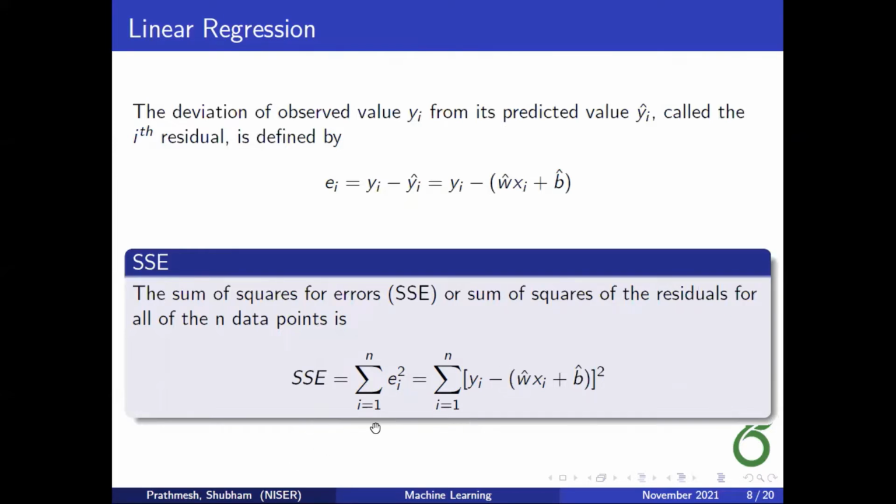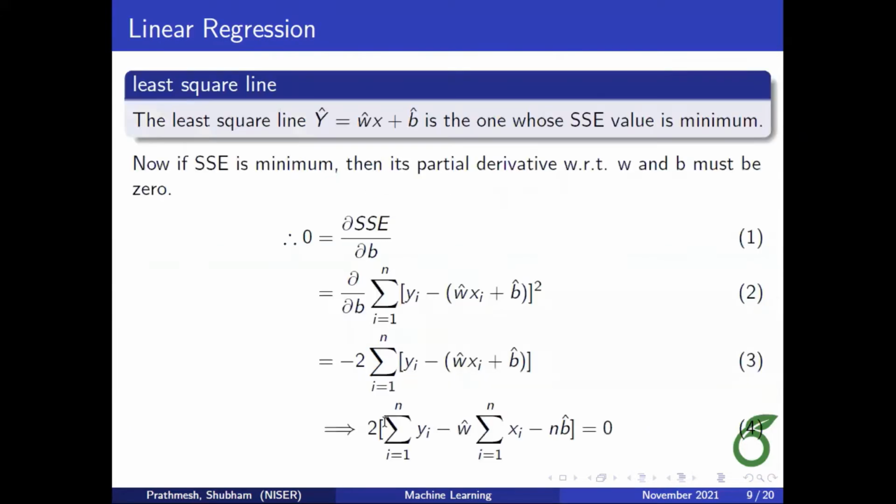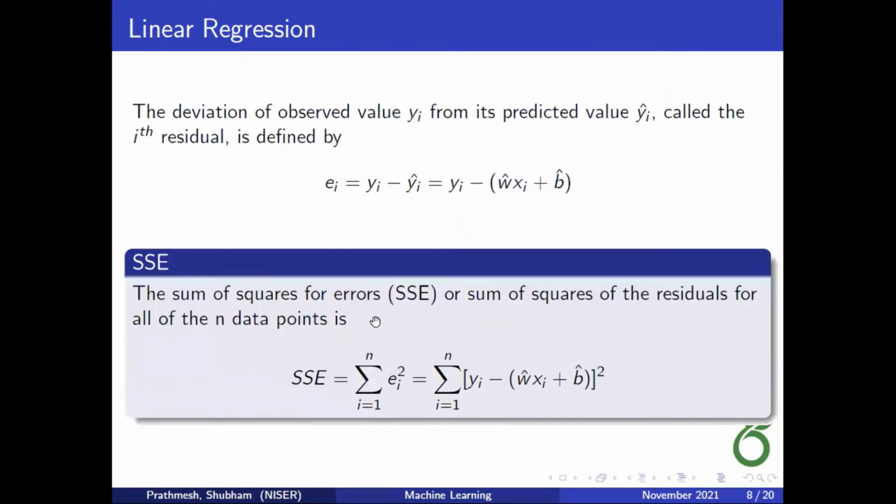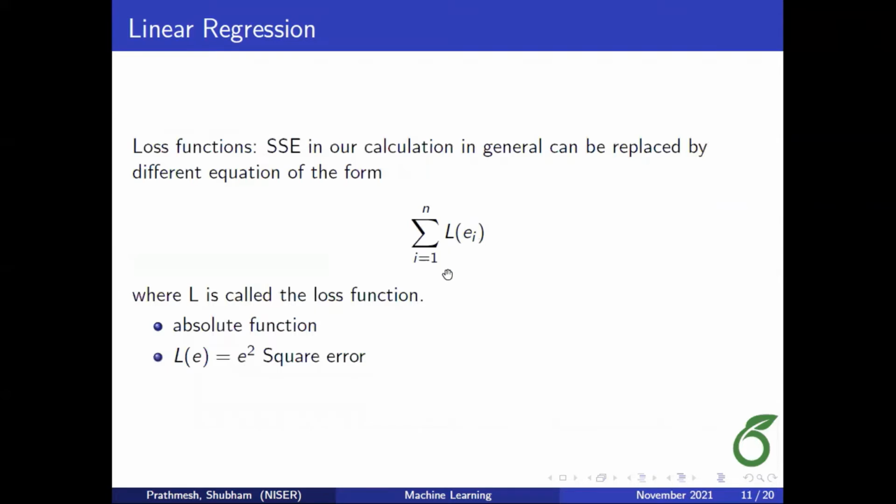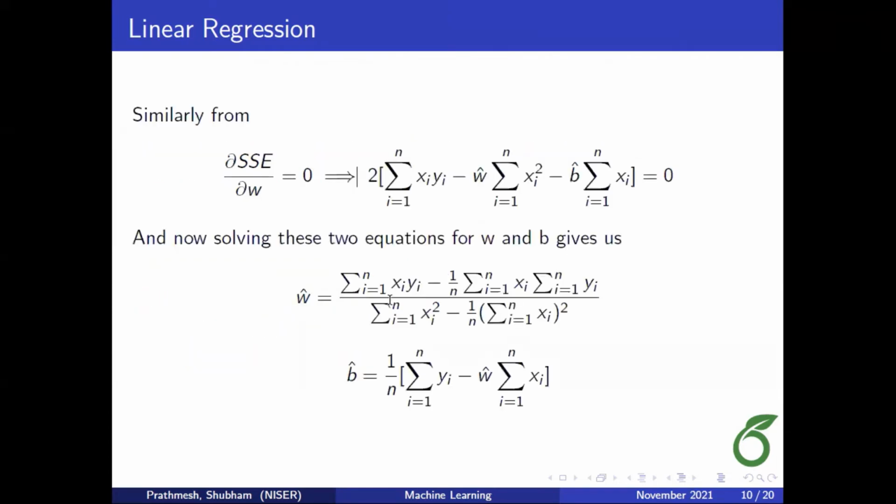So this is known as the loss function. In general, the equation that we have here, summation of e_i square, can be replaced by this equation, summation of L of e_i, where L is the loss function. And as I said, your loss function could be the square or absolute function, or in general any even power of e, and all of these are valid functions.